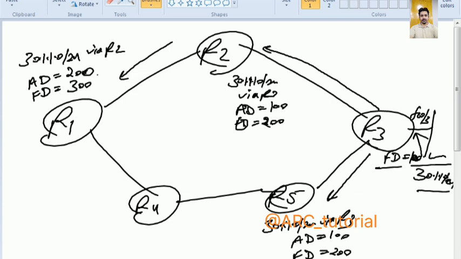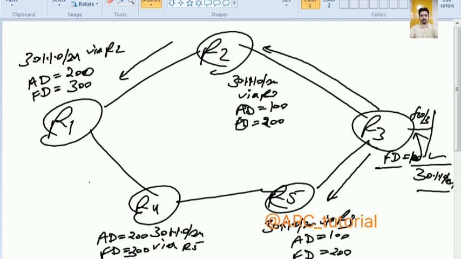So it has become 300 now, and now R5 will be responsible for giving this update to its neighbor R4 as well. So R4 will receive from its neighbor 30.1.0/24 via R5, and this time its advertised distance will be 200 and FD will be, sorry, let's say it has become 300 now. Then R1 will also give its update to R4 as well.